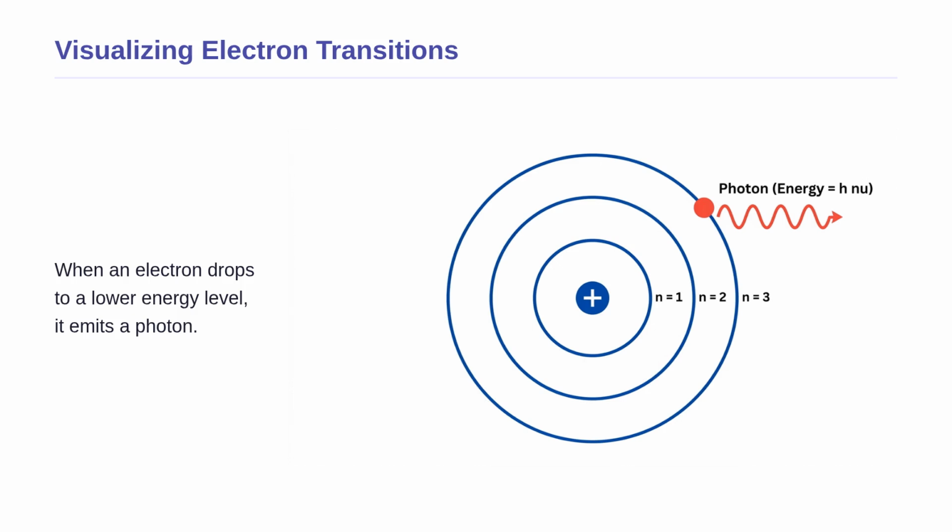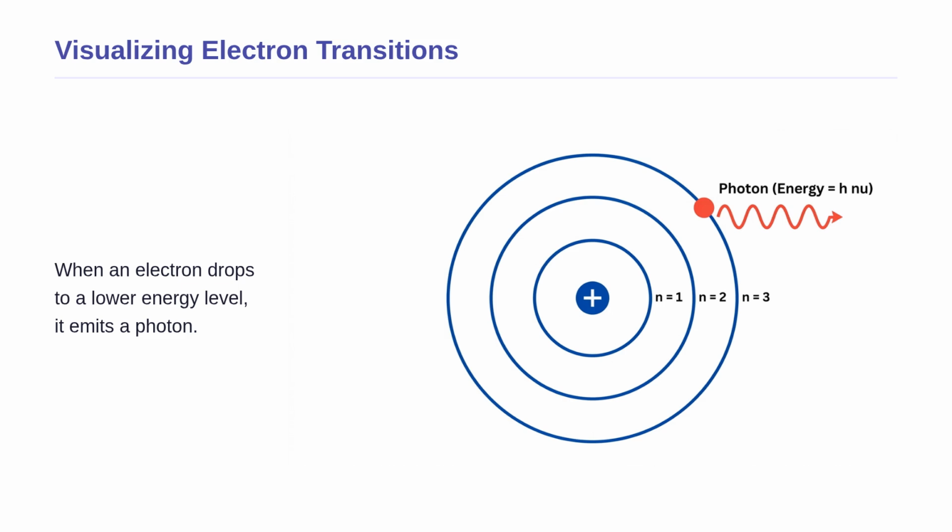Before we move on to calculating distances, let us see this energy transition with a concrete visual. Here you are looking at a classic diagram of the Bohr model. At the center, we have the positively charged nucleus. Surrounding it are the fixed circular orbits, labeled n equals 1, 2, and 3. Notice the electron on the third orbit?